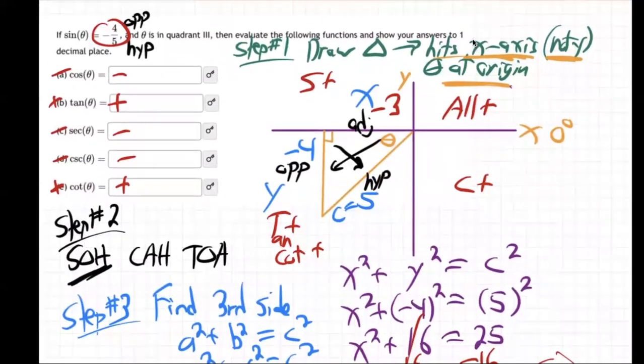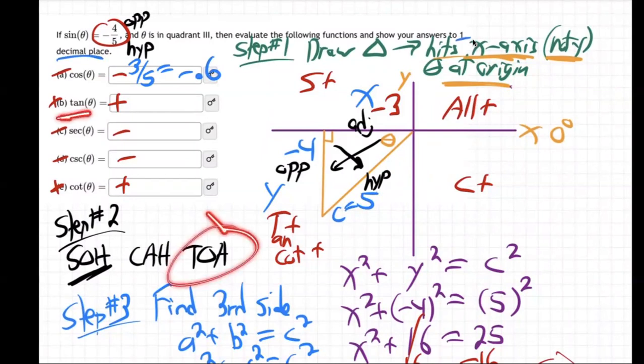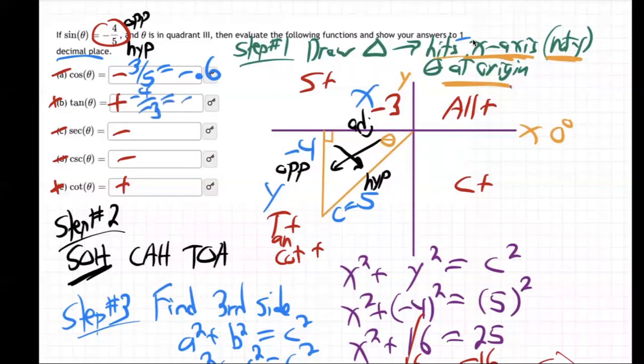Now, how do we finish? Well, now just use SOHCAHTOA again. What's cosine right here? Adjacent over hypotenuse. So what's adjacent? Come back here. Adjacent over hypotenuse. -3/5. See, it's negative. Calculator will tell you that's -0.6. They want 1 decimal place. So tangent, we're going to do tangent next. Opposite over adjacent. Opposite is -4. Adjacent's -3. -4 over -3. Two negatives, sure enough, it comes out positive, 1.3.